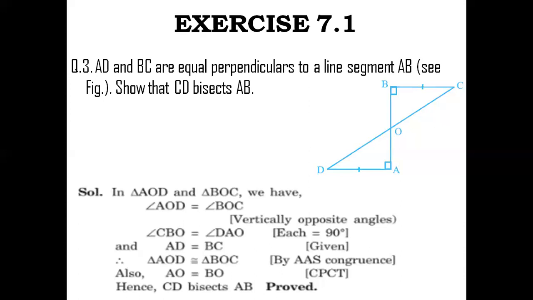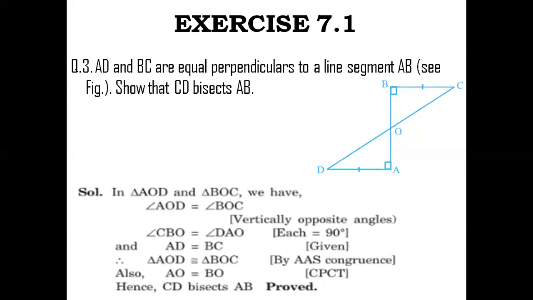So in triangle AOD and triangle BOC, we have angle AOD is equal to angle BOC. The reason is vertically opposite angles. At the same time, we have angle CBO is equal to angle DAO. It is already given that they are perpendiculars. Hence, each of them will be equal to 90 degrees. Also, it is given that AD is equal to BC.